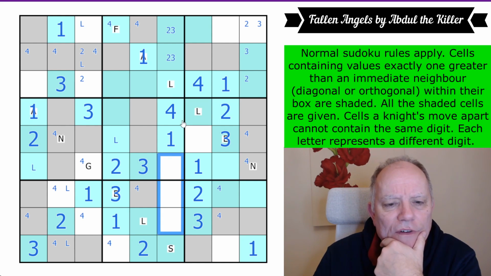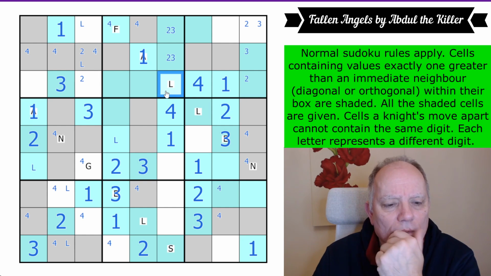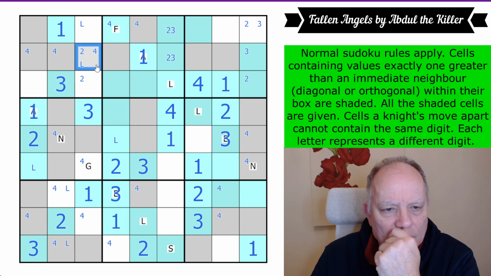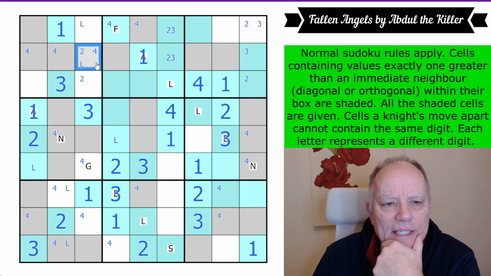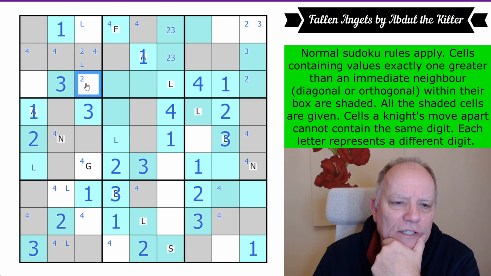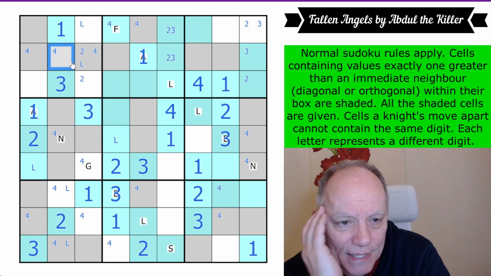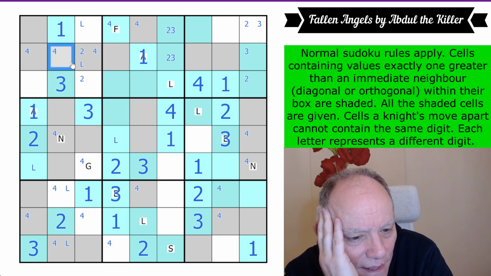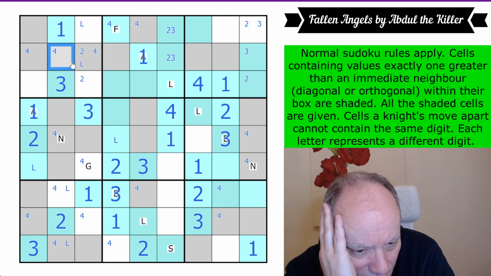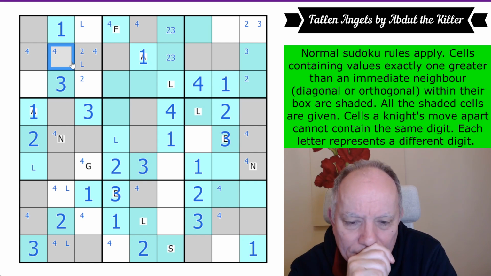So yes, we knew that 5 was... Yes, I've marked that L can't be a 5. So if this is L, it's at least 6. Oh, but then it could touch its lower digit in one of those two. It doesn't have to go there. That's a pity.